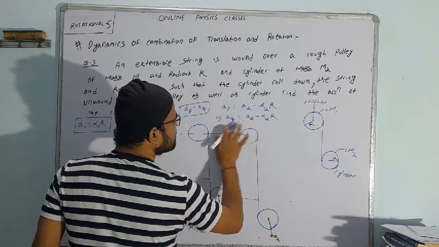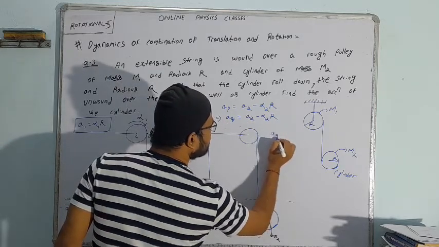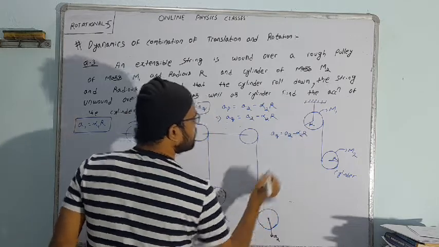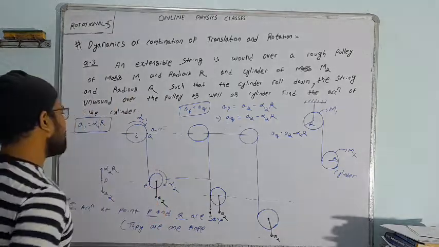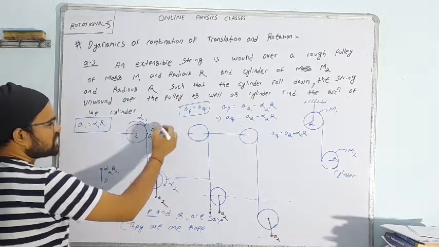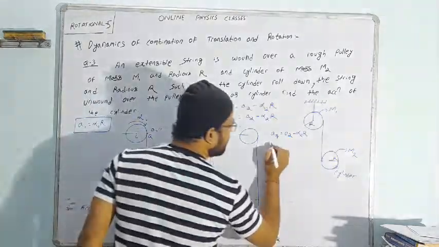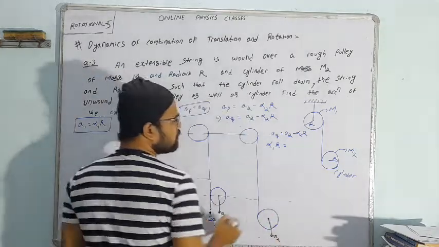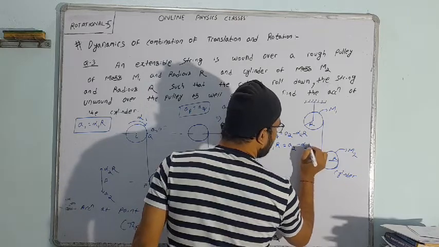If you write this equation, aq is a2 minus alpha 2 r. In the place of aq we can write a1, the acceleration at point q. a1 is equal to alpha 1 r. So alpha 1 r is equal to a2 minus alpha 2 r.